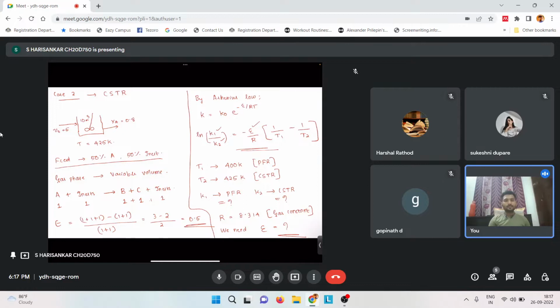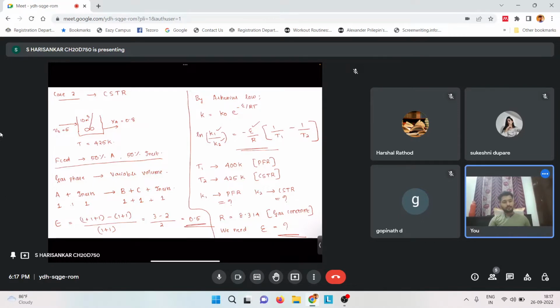And total moles initially fed will be A plus inerts, so that will be 1 plus 1, which is 2. So epsilon here will become (3 minus 2) by 2, and that will be 0.5. So these are the two different values of epsilon: one is the value for PFR and the other is for CSTR.